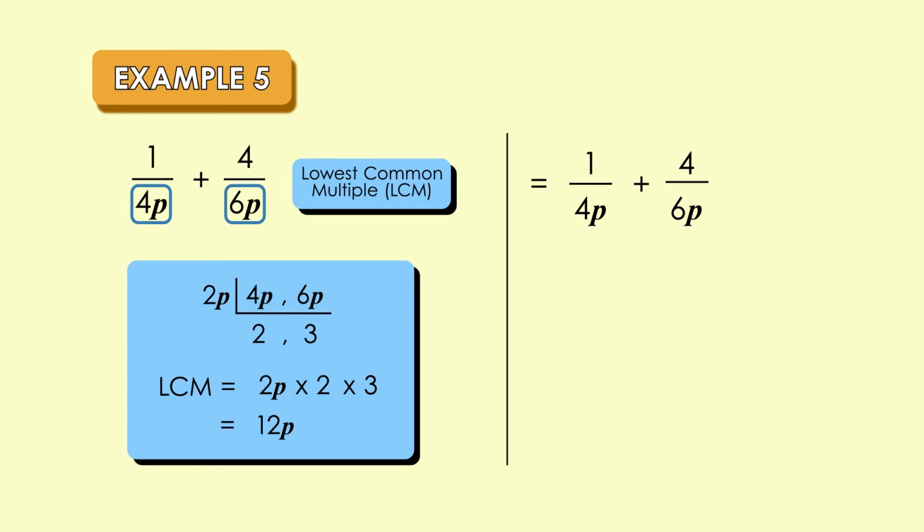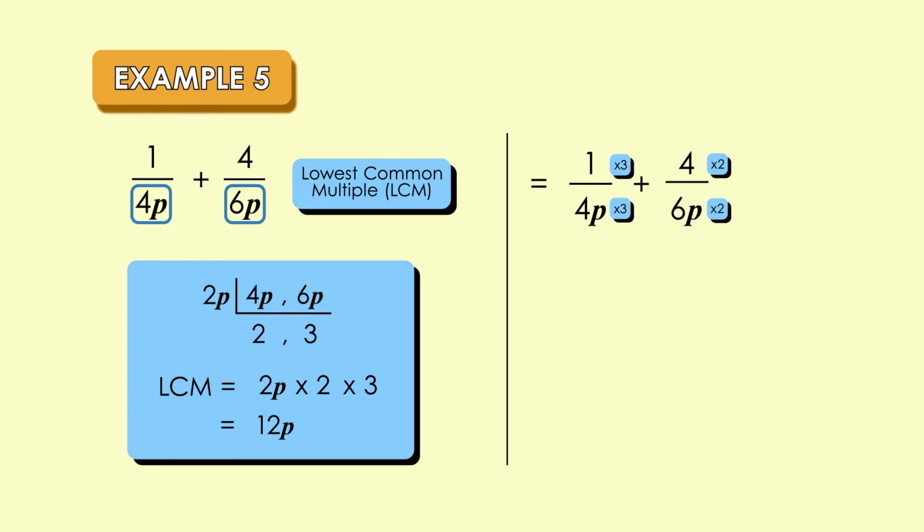Let's work on the denominators first. We have to convert the denominators to 12p. How do we convert 4p to 12p? Excellent! First, multiply 4p by 3 for the denominator and multiply 1 by 3 for the numerator. Next, multiply 6p by 2 for the denominator and multiply 4 by 2 for the numerator.